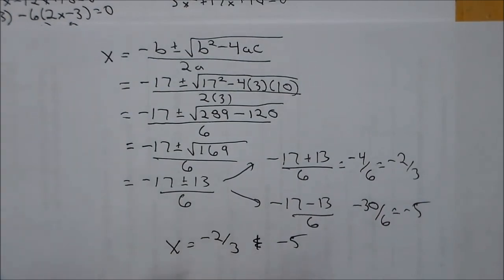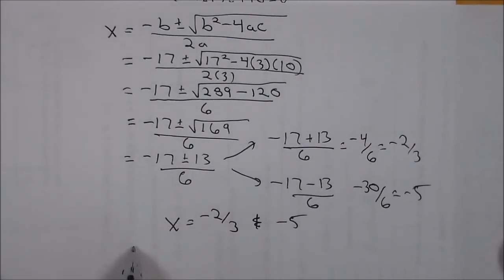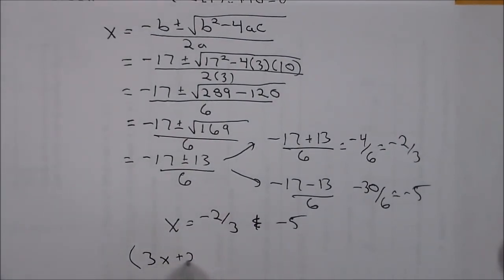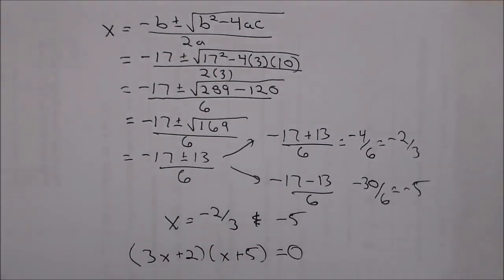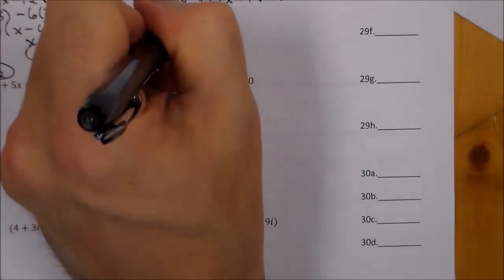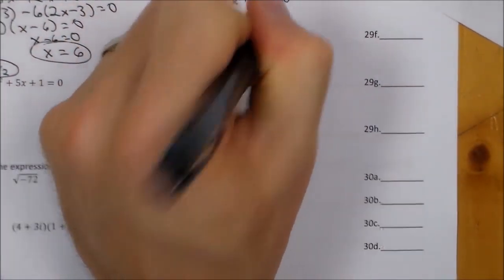and negative 5. Now, if you went through and factored it, and you want to make sure you have the right result, you would have had 3x plus 2 and x plus 5 equals 0, then you would have set them each equal to 0 and solved, but that's if you went the factoring route to make sure you got to the correct factored result. It was negative 2/3 and negative 5.